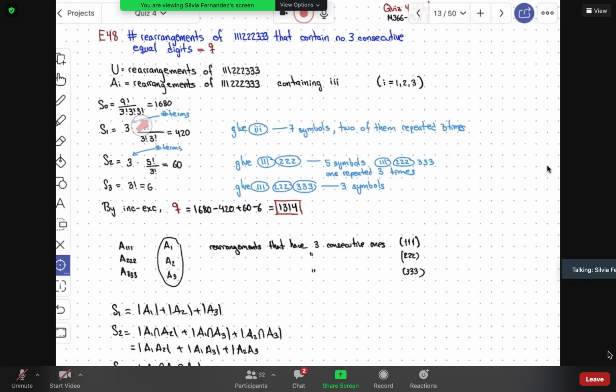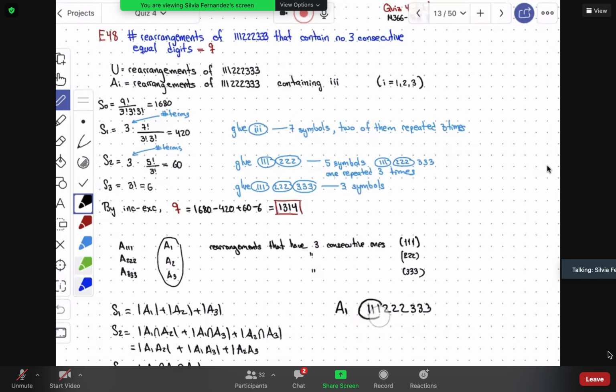And I need to explain how to count these. So for example, here, if I were counting A1, I'm counting rearrangements of 1, 1, 1, 2, 2, 2, 3, 3, 3 where all the ones are together, so I can glue them. And now I actually have 7 symbols, right? If I glue those together, I have 7 symbols. And so the number of rearrangements is of 7 symbols, but I have 3 2s and 3 3s. So these are repeating, 3 of them and 3 of them. That's why I'm dividing by 3 factorial, 3 factorial.